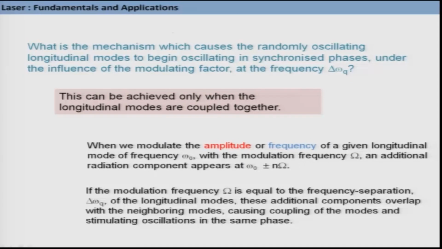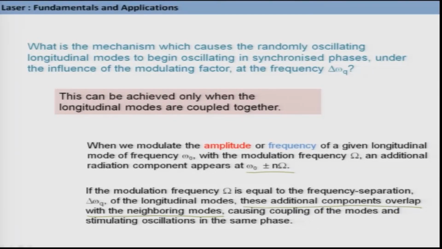So if the modulation frequency omega is equal to the frequency gap between these two neighboring longitudinal modes, that is in our case what we said as delta omega q, then these additional components, that omega 0 plus minus n capital omega, overlap with the neighboring modes. This is very important, so you should note this part.